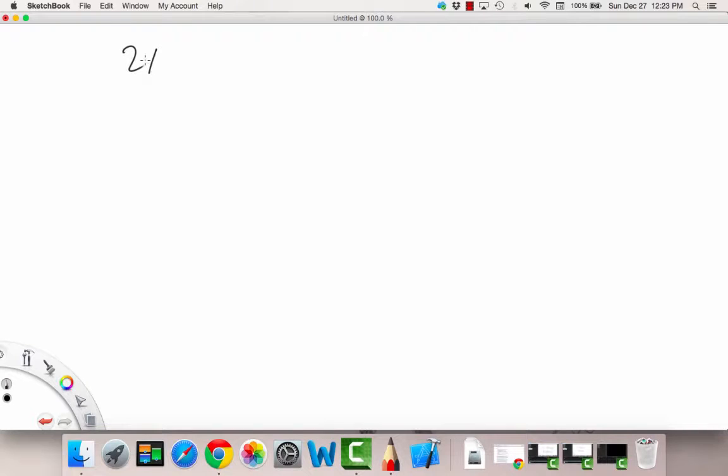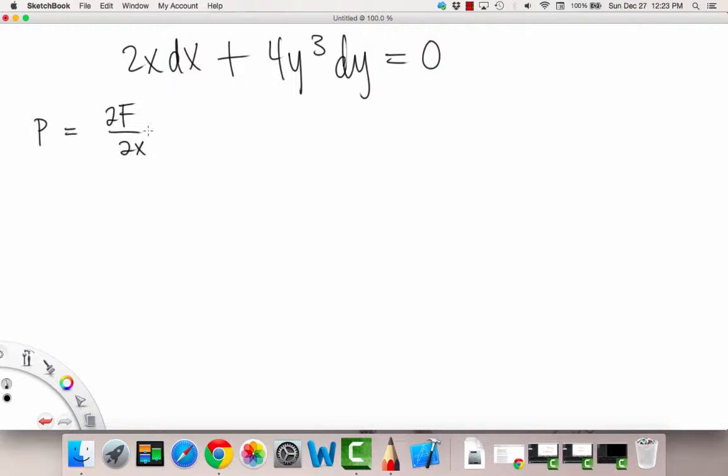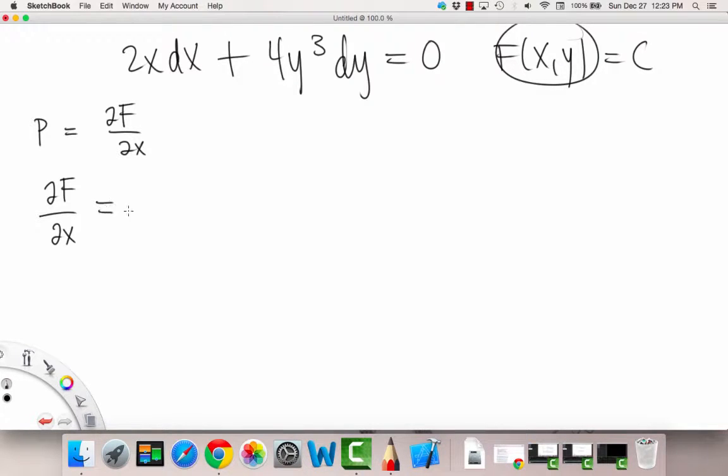So we have 2x dx plus 4y cubed dy is equal to 0. When we have an exact equation, that means that our P, so P is equal to partial f partial x, whatever our f of x is. We're trying to get to the point where we can find a formula for our f of x and y, and then we'll have our solution. So in order for this to be true, we have partial f partial x equal to P, which is equal to 2x in this case.